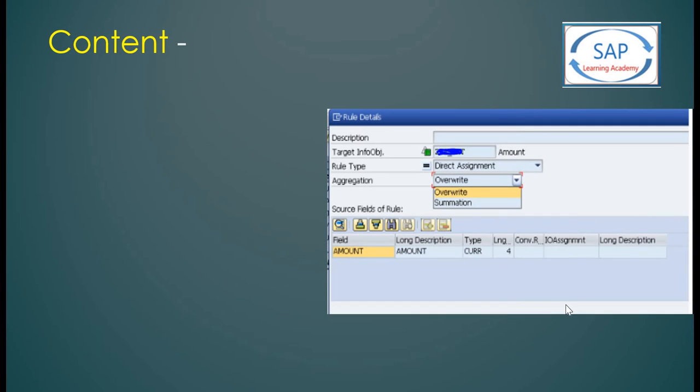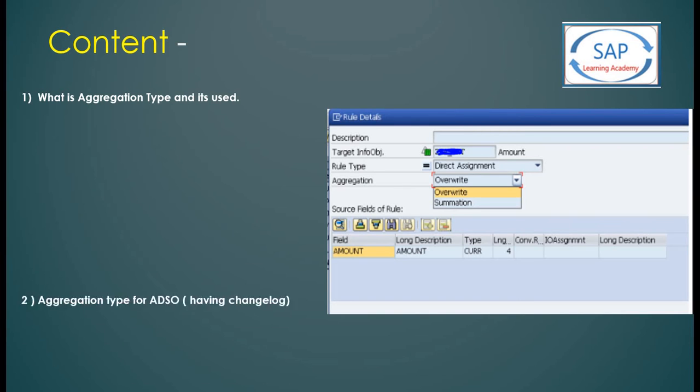So if you create a transformation and link the fields between source and target, you can find this option called aggregation. Here you have to choose, like, override or summation. So what you're going to choose, that is what I'm going to discuss, for ADSO, for InfoCube and all these things. I will be discussing what aggregation type is and its use.